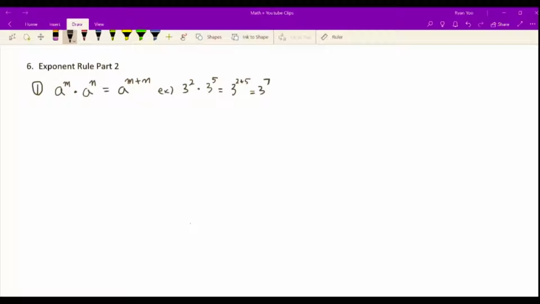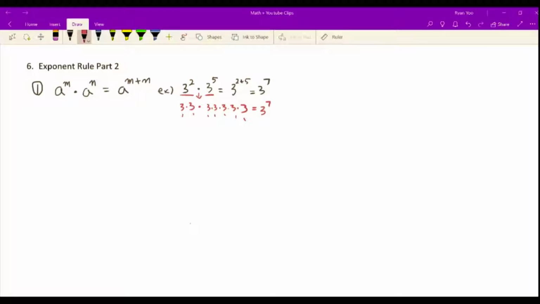The reason is this: 3 squared means 3 times 3. 3 to the fifth power means 3 times 3 times 3 times 3 times 3. And there's a multiplication right there. So at the end, how many 3's are there? 1, 2, 3, 4, 5, 6, 7. So 3 to the seventh power.